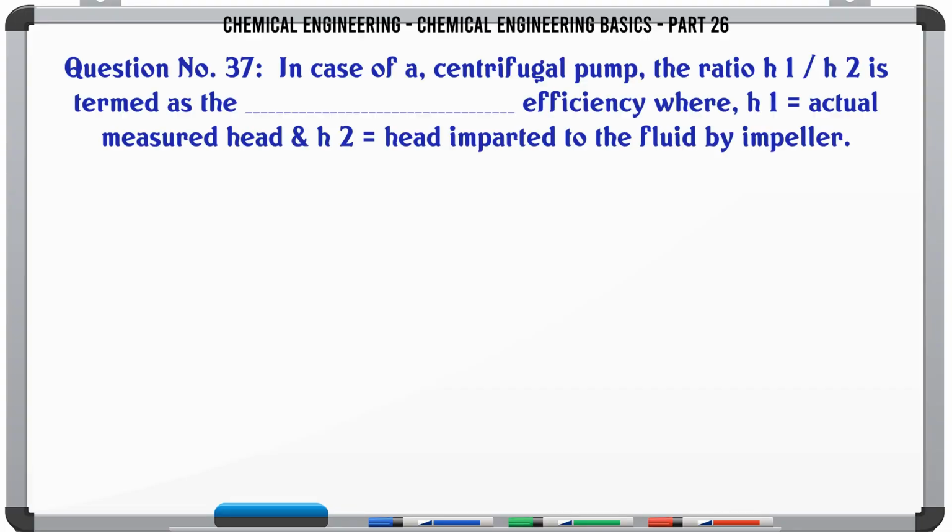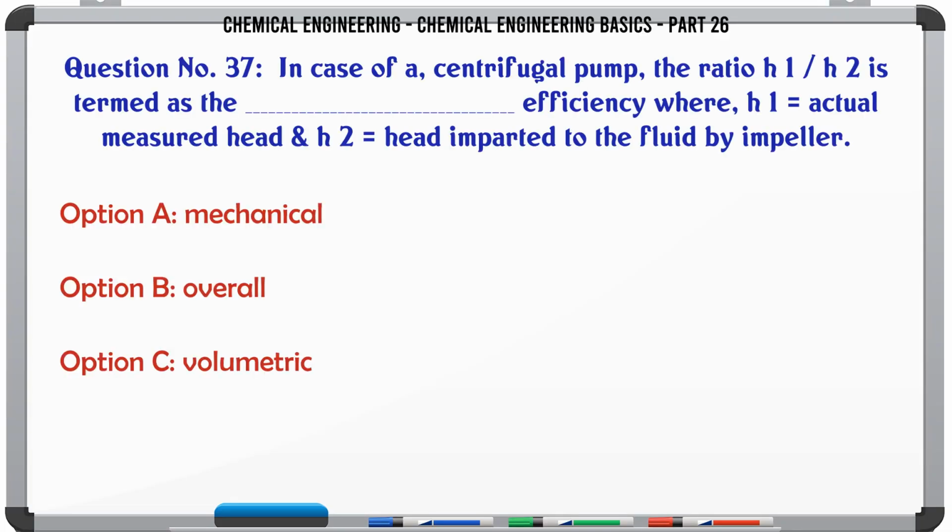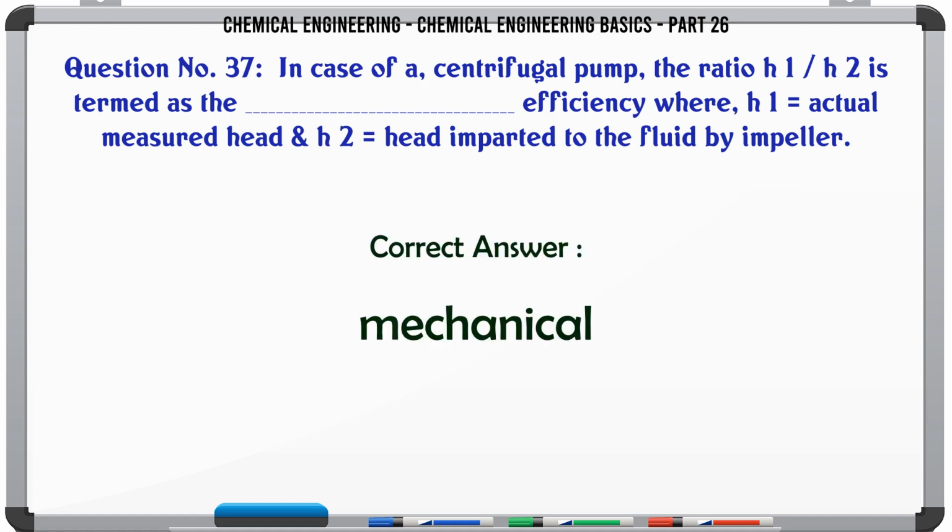In case of a centrifugal pump, the ratio H1/H2 is termed as the efficiency, where H1 is the actual measured head and H2 is the head imparted to the fluid by the impeller. A. Mechanical. B. Overall. C. Volumetric. D. Impeller. The correct answer is mechanical.